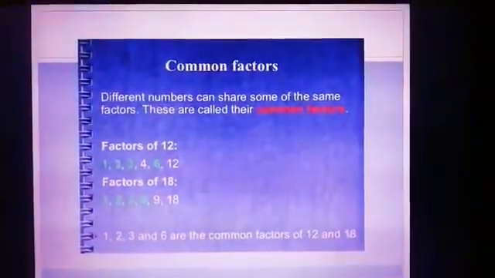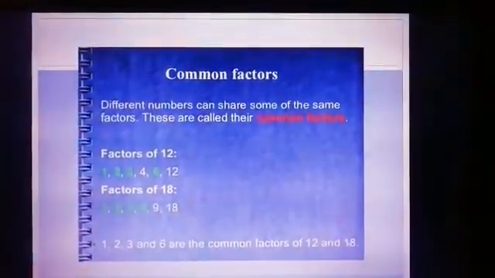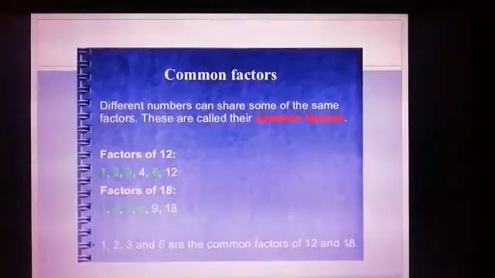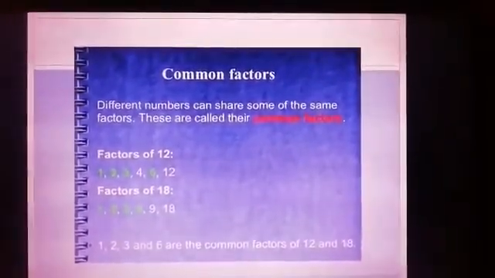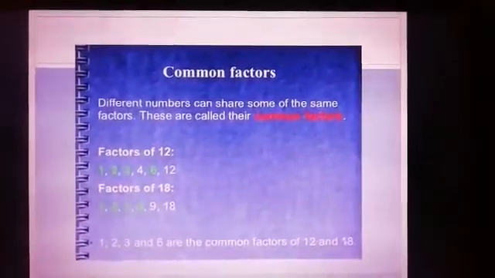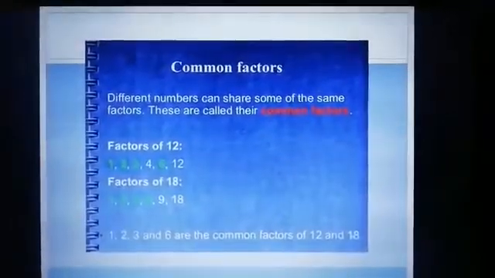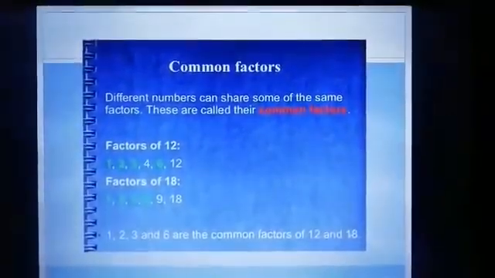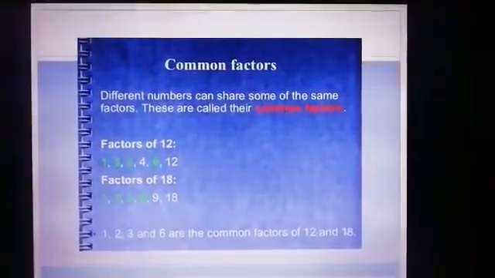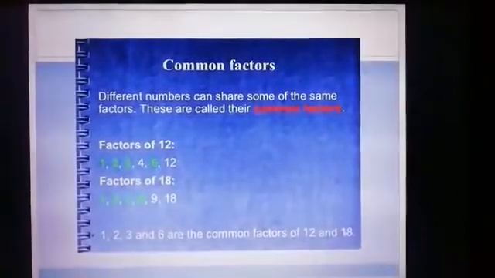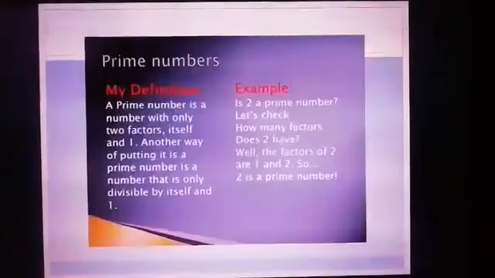Common factors. Different numbers can share some of the same factors. These are called their common factors. Like the factors of 12: first you will write the factors of 12, that is 1, 2, 3, 4, 6 and 12. Now I am writing the factors of 18, that is 1, 2, 3, 6, 9 and 18. So you will find that both have the same numbers: 1, 2, 3, 6. That is called the common factors. So 1, 2, 3 and 6 are the common factors of 12 and 18.